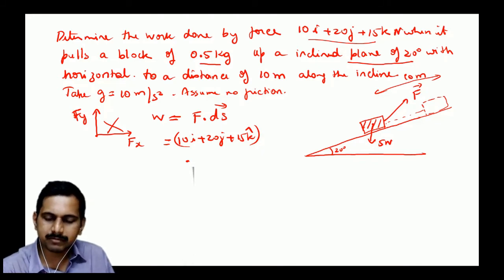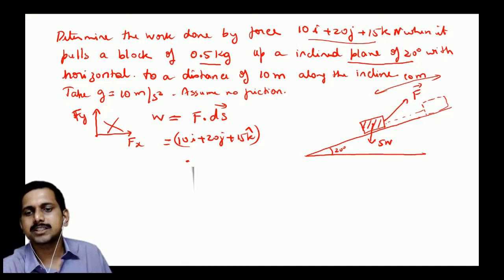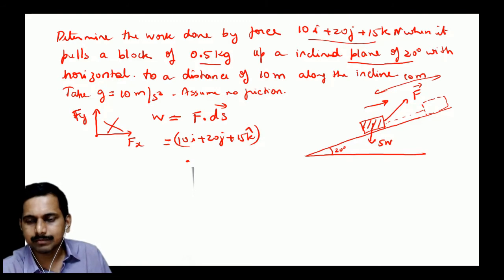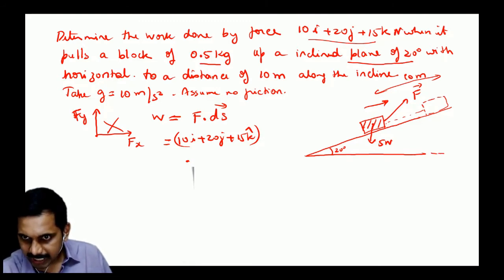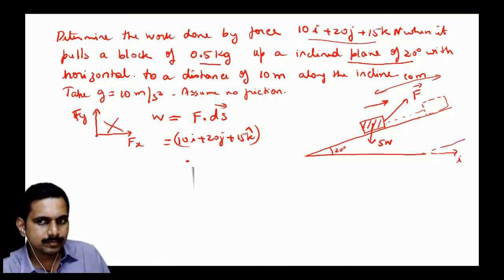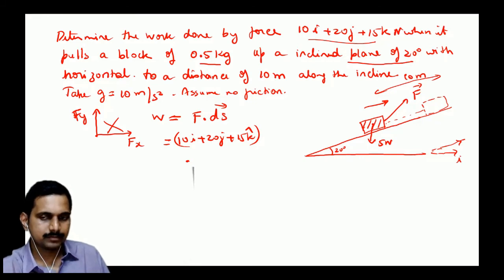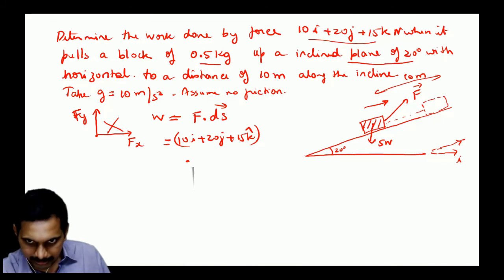We are assuming this is in one plane. So what happens? It is given 20 degrees. What is the unit vector in this direction? If this is i, what is along this? Can you tell me? What is the unit vector in this direction? How will you do that? Let us try it out.